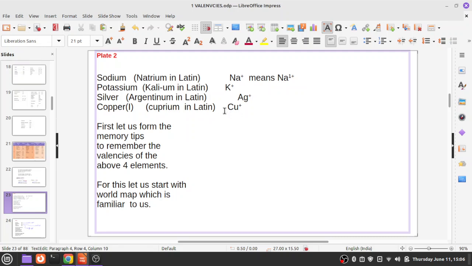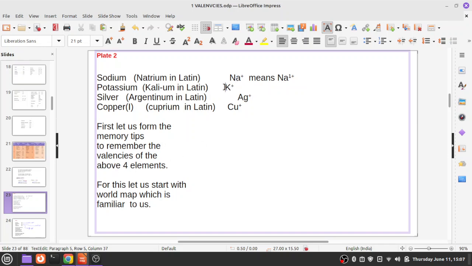Why? Because Latin is a very 2000-year-old civilization, and in the Latin world chemistry was developed very much. The Roman people spoke the Latin language. Roman people discovered 15 elements. Those 15 element symbols are used as they are today, even though we are using English words, as due respect to the Romans. Next, let us form the memory tips to remember the valencies of the above 4 elements.